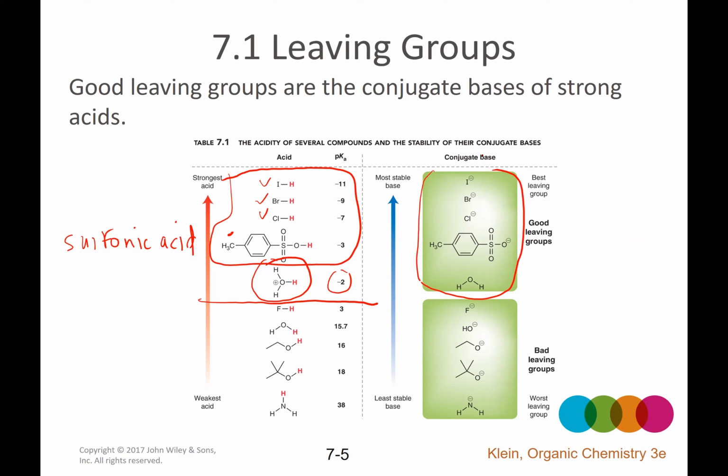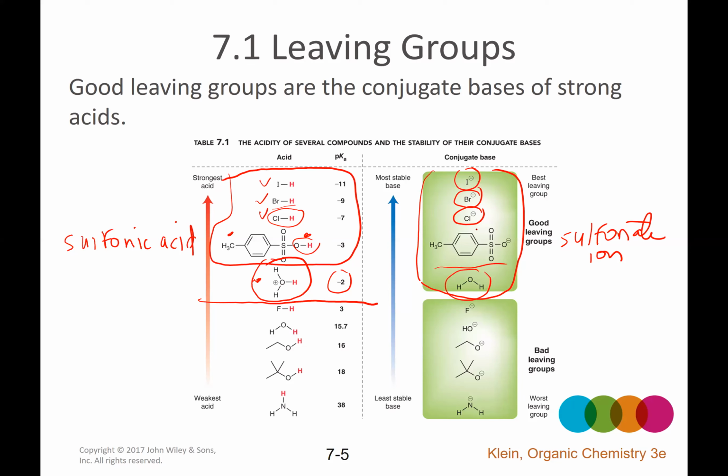And the conjugate bases, they're the ones, that's the base that results when the acid loses H+. So here, HI, the conjugate base is I-, HBr, Br-, HCl, Cl-. This sulfonic acid, you lose a proton here, you get this. This is called a sulfonate ion. Conjugate base of H3O+, you lose the H+, you get water, right?